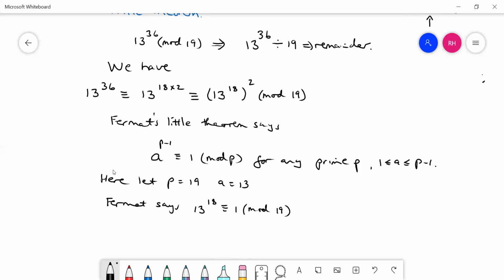So all I've done here is quote the general Fermat's little theorem. In our case, we want to make p equal 19 and a equal 13. And so what does that mean? Logically, it follows that 13 to the power 18 is equivalent to 1 modulo 19. And if you look up here, I've set this up precisely to use 13 to the 18.